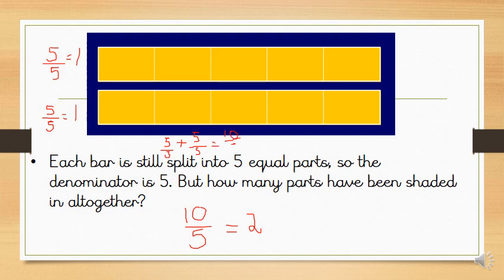10/5. And again, let's think back to the chocolate bar. You've got 2 chocolate bars. You split each of your chocolate bars into 5. You eat all 10 pieces. So you've eaten 2 whole chocolate bars.